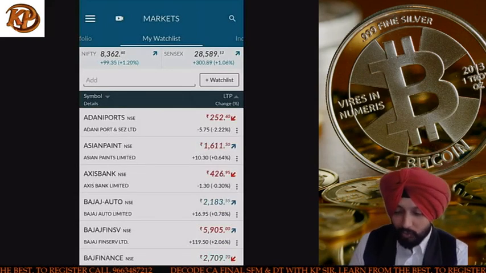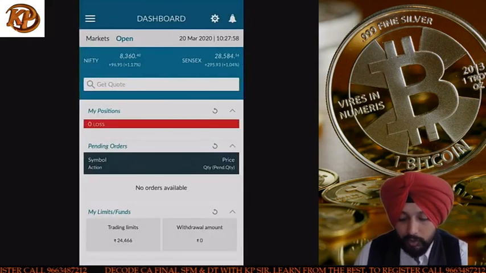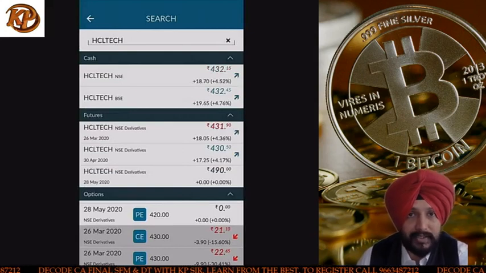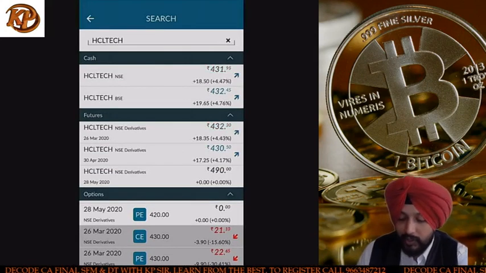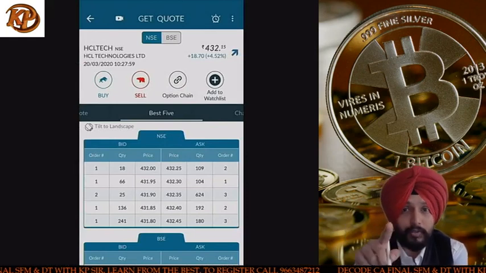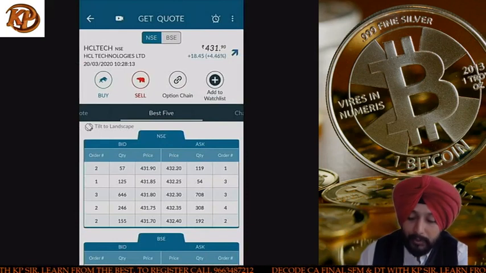So what we were discussing is that I go to the dashboard and I look for the quotation of HCL Tech. I click on HCL Tech and find the price in NSE and BSE. See, the price has changed. This is called execution risk. 430 was the price when I wanted to buy. Now the price has become 432. By the time you execute your orders, it becomes late.